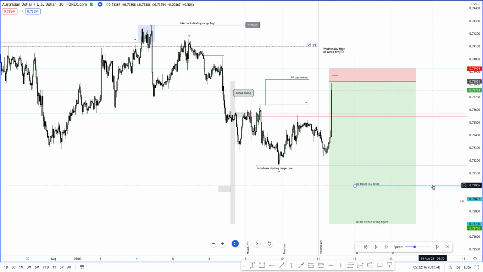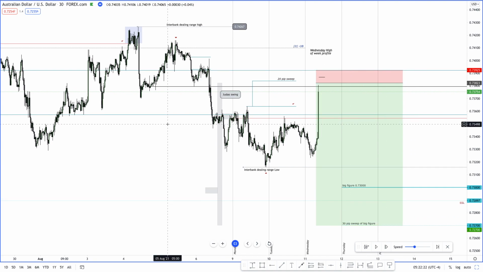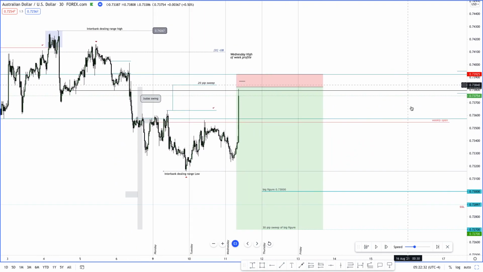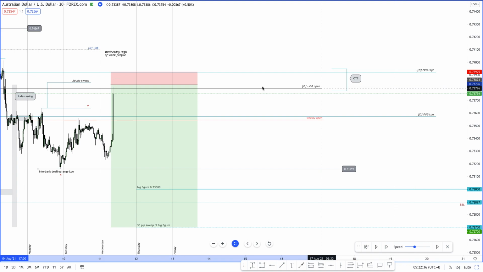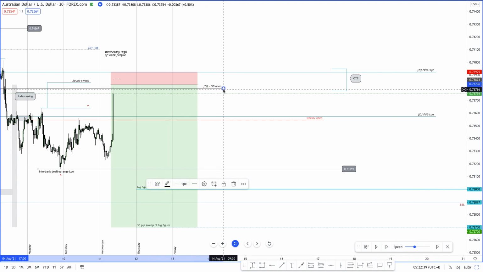We also have the big figure 73000, and then the 30 pip sweep is 72,700. Okay, so that's the interbank dealing range. We got that daily bearish order block that we hit, the first one, and then price went lower and created that other daily bearish order block, which was this one here. Okay, and then this is the open that I've marked out.